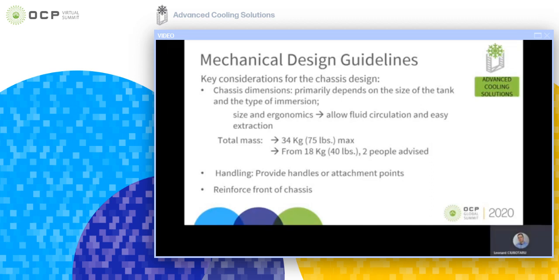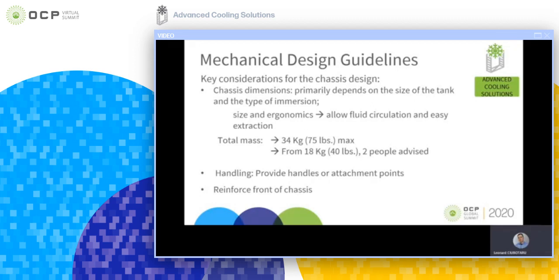Chassis dimensions. There are several different forms, sizes, and technologies for immersion tanks. One just needs to adjust to the size of the tank for which the server is designed. The important factors to bear in mind are allowing for easy fluid circulation and ergonomics, since the chassis are vertically extracted and not horizontally like a classic racked solution.